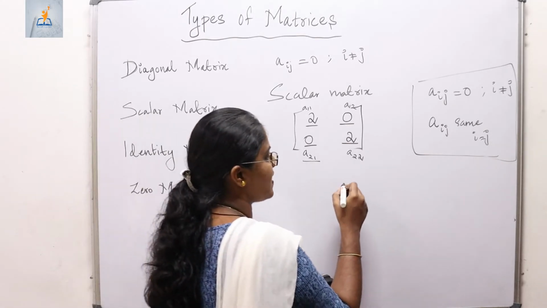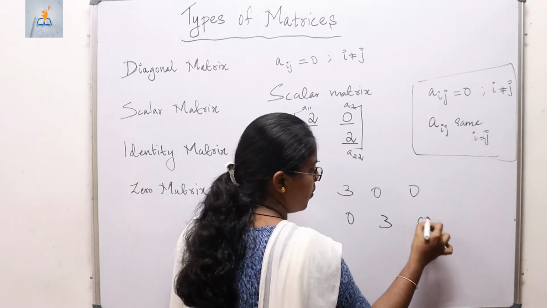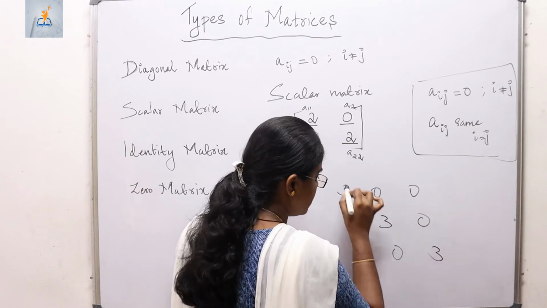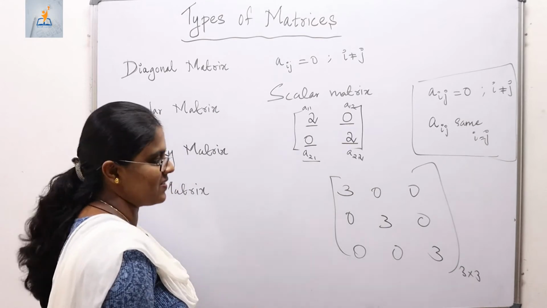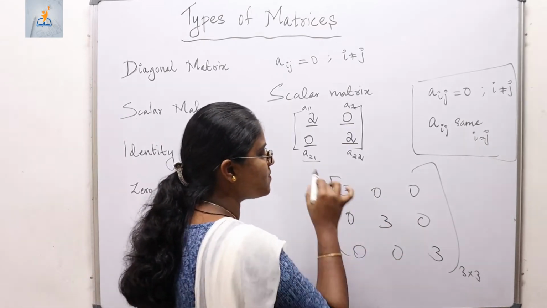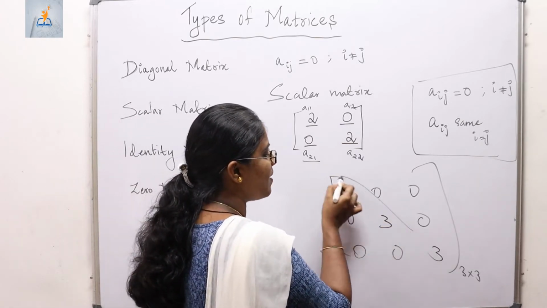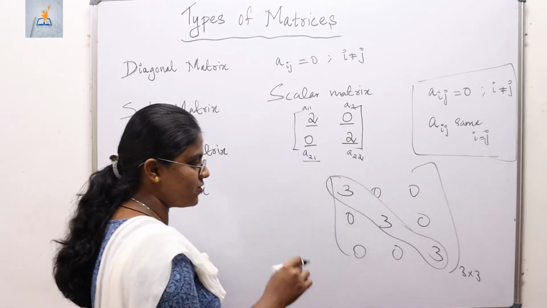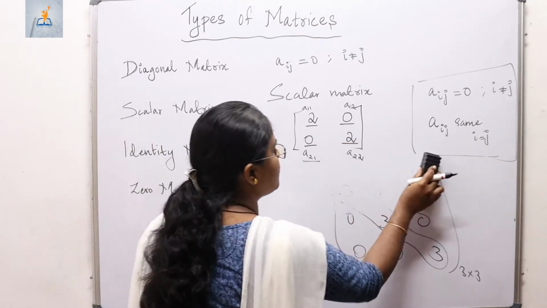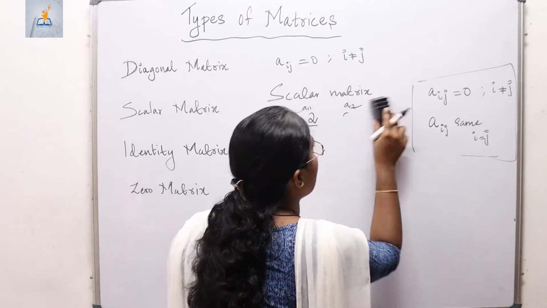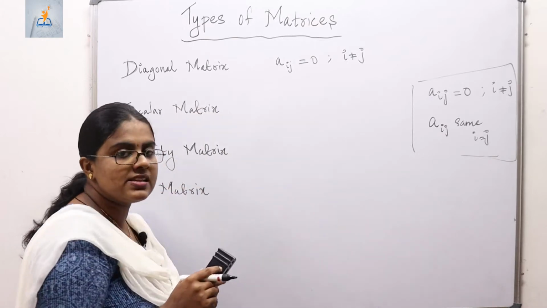Let me give you another example of a scalar matrix. Let it be 3, 0, 0, 0, 3, 0 and 0, 0, 3. So this is a 3 by 3 scalar matrix. Look at this. This is a diagonal matrix because all the non-diagonal elements are 0 and we have the diagonal elements same as 3. Now let's move to the next type of matrix. It is identity matrix. What is identity matrix?